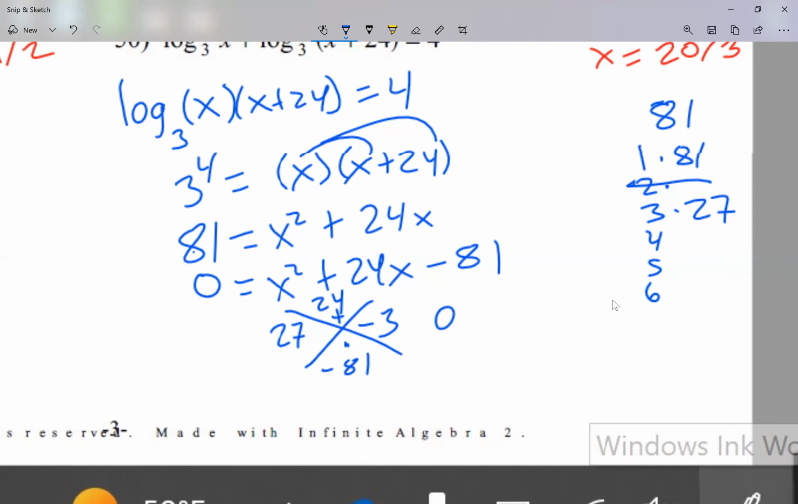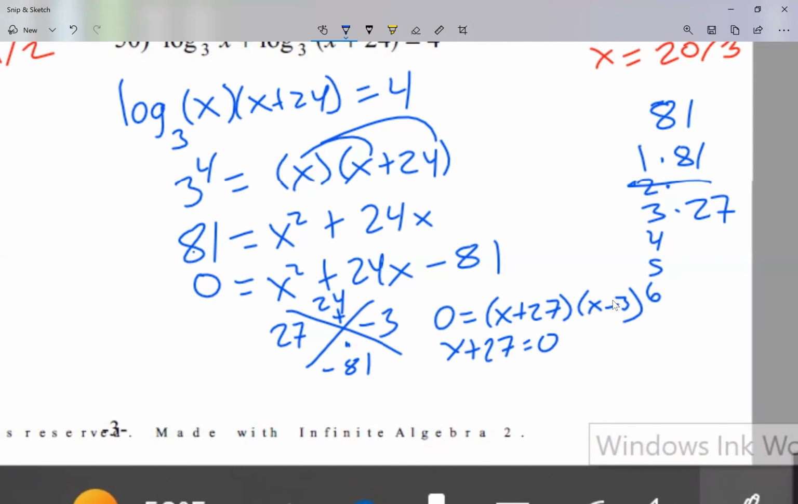Remember in Algebra 1, you guys did this as x plus 27 and then x minus 3. If you let each of your parentheses equal 0, x plus 27 equal to 0, x minus 3 equal to 0, solve for x. If x plus 27 equals 0, can I just say x equals negative 27? If x minus 3 equals 0, I can just say x is equal to 3.